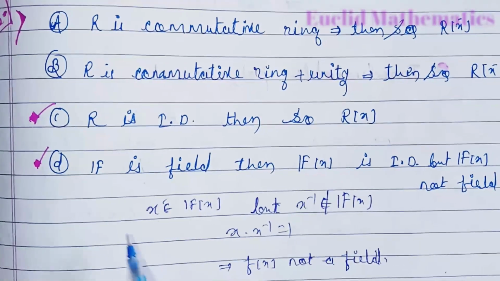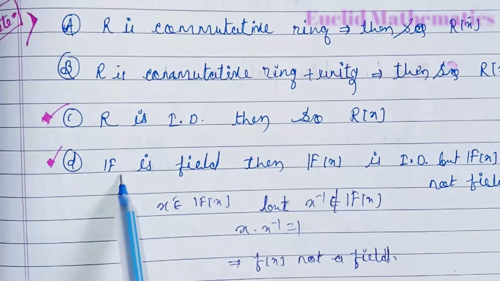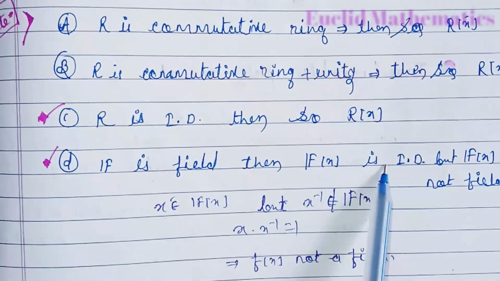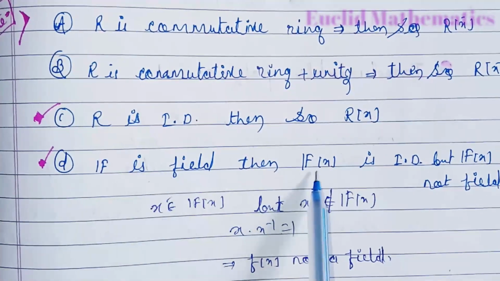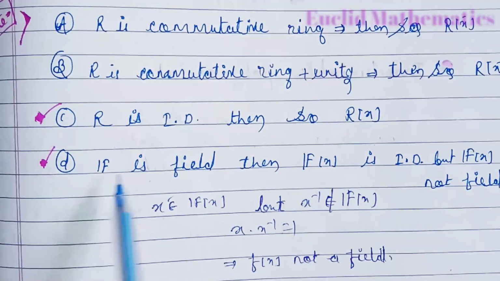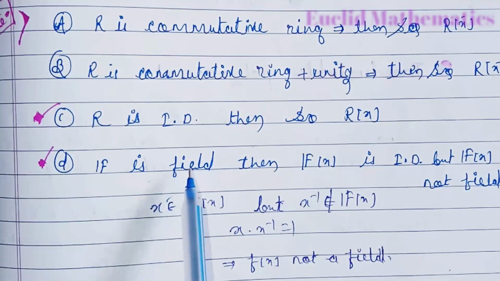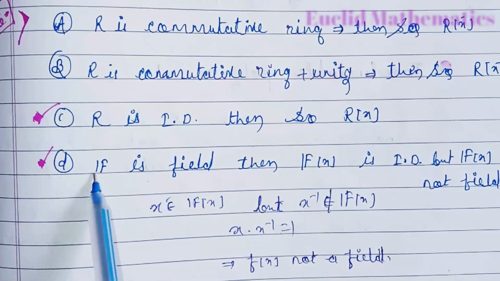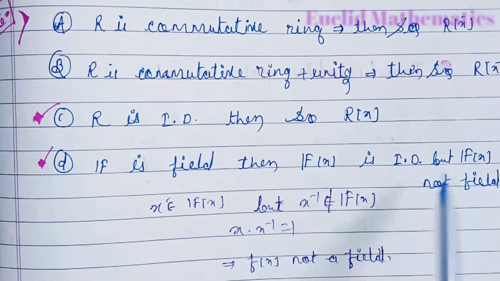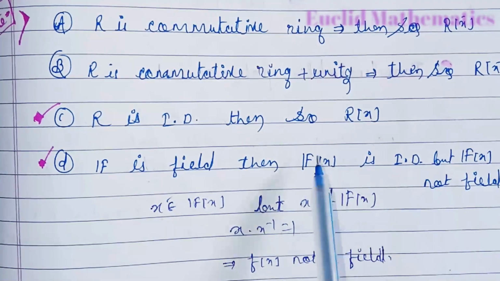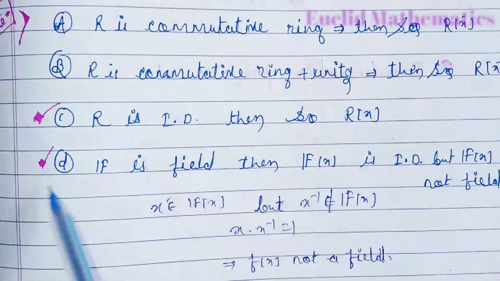Now let's go to the fourth one. If F is a field, then F[x] is an integral domain, but F[x] is not a field. We know that every field is an integral domain, but in polynomial form, if F is a field, then F[x] has to be an integral domain. A field means every non-zero element has a multiplicative inverse. So if F is a field, then F[x] is an integral domain, but F[x] is not a field. So these are the four properties.